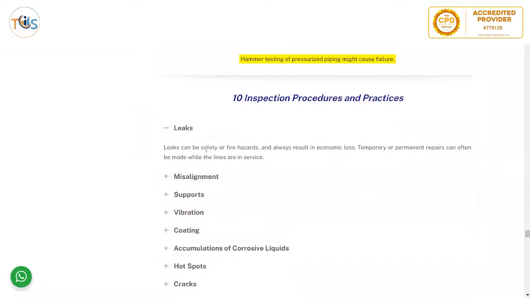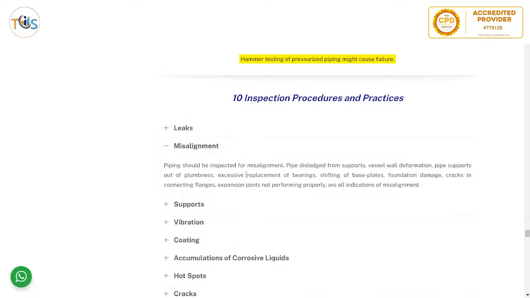Some important terms are explained here. Leaks can be a safety or fire hazard and always result in economic loss. Temporary or permanent repair can be made while the lines are in service.